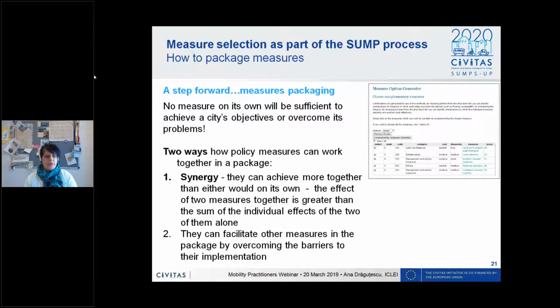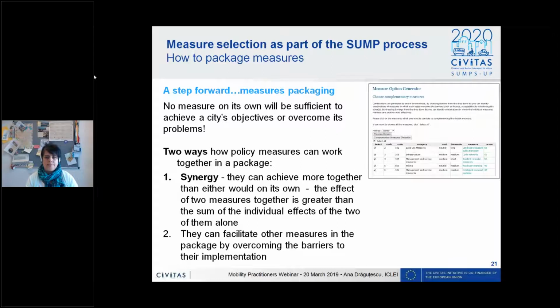One step forward, now you have the short list of measures and you have to think how it's better for them to be implemented. And in order to create synergies that can achieve more together, so once you implement these measures to have the highest effect and the highest impact for the cities, then it's better if you create packages of measures. So a measure on its own is not sufficient to be implemented because it doesn't reach the impact that you foresee in the first place.